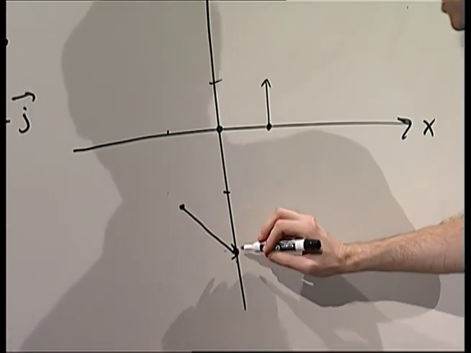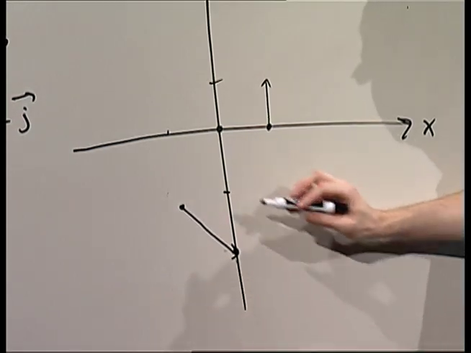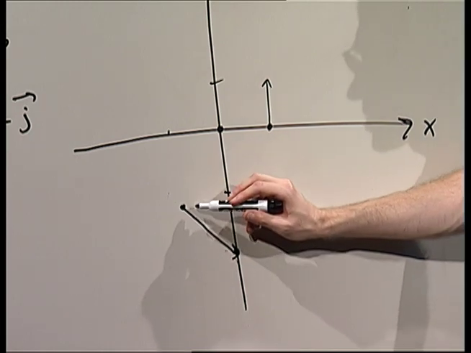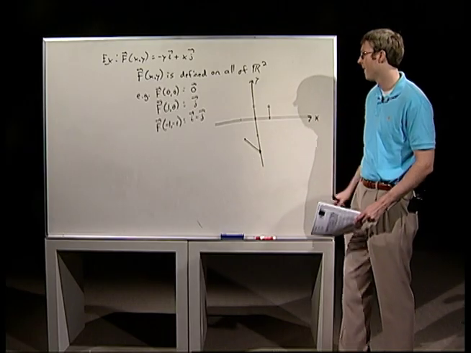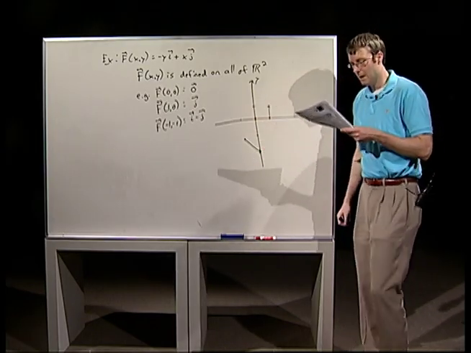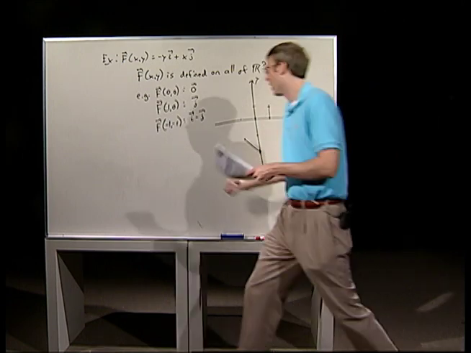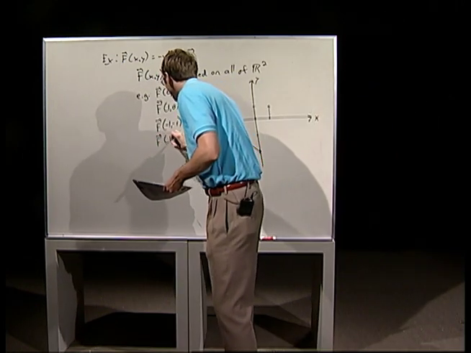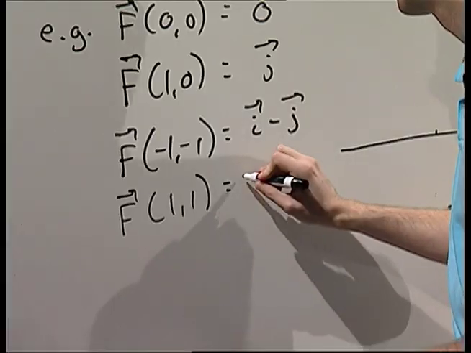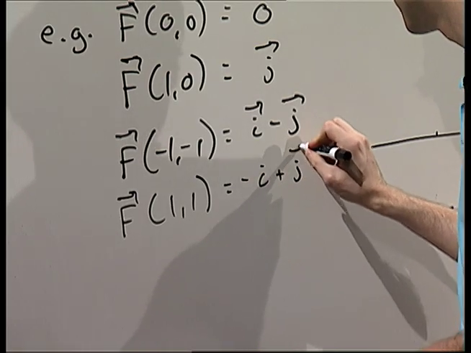So this is clearly the point minus 2, 0, right? Because this would form a 1, 1, root 2 triangle, right? So there's your vector there. That's f of negative 1, 1. And what else can I do? F of 1, 1, sure. F of 1, 1 is minus I plus j.